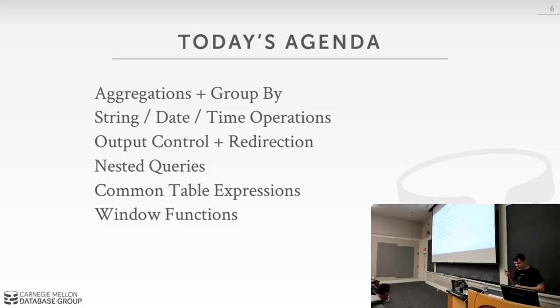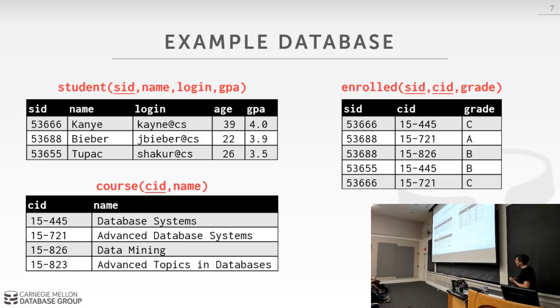All right, for this, we're going to use a sample database comprised of three tables. It's a mock university. We're going to have a student table where students have student IDs, names, logins, and GPAs. We'll have a course table with course IDs and names. And then we'll have an enrolled table, with foreign key references to the student table and the course table, along with the grade that the student got in the class. We'll use this as our running example as we go along.